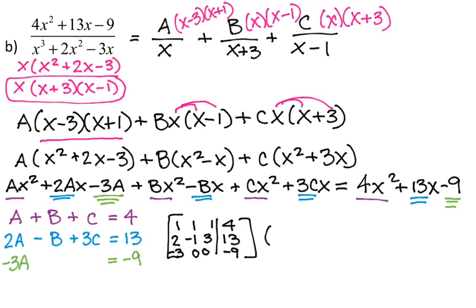Once you do that, plug it into the calculator. Your calculator is going to give you the solution 3, negative 1, and 2. And then once again, that is your A, B, and C, and we can write out our final answer. So it was A over x, so 3 over x. B is negative 1, so minus 1 over x plus 3. Plus 2 over x minus 1.